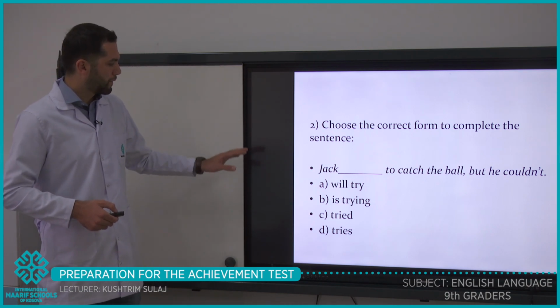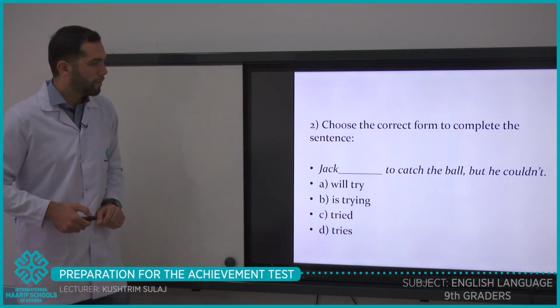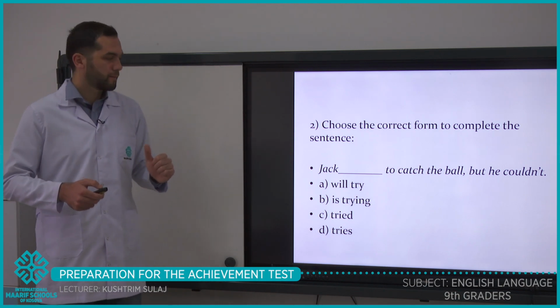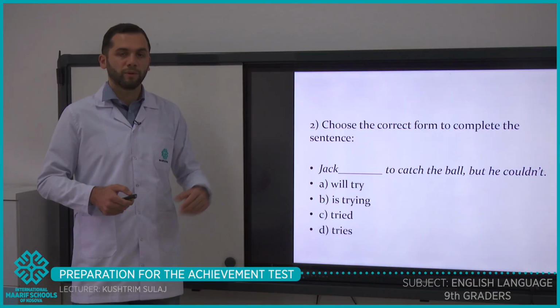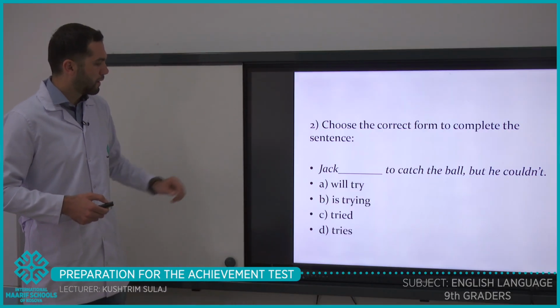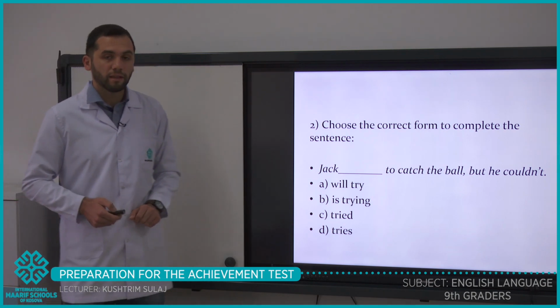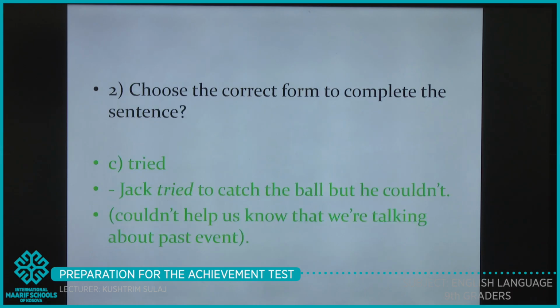Let's try the second one. Jack is trying to catch the ball, but he couldn't. This couldn't help us realize that the event is finished in the past. Now, Jack tried to catch the ball, but he couldn't. We can see the explanation on the other side. And the final one, Jack tries to catch the ball, but he couldn't. I guess that you have the idea now about the final answer. And the final answer is tried. As I said, Jack tried to catch the ball, but he couldn't.